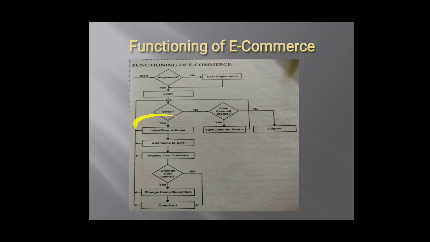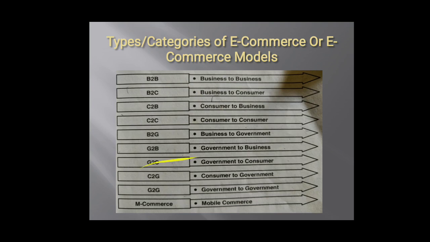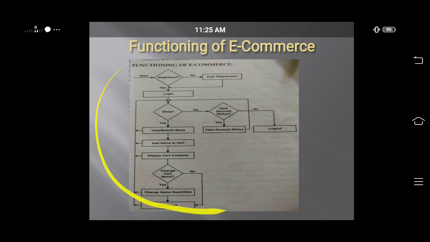If I'm shopping, I'm searching for items, then I'm adding them to the cart. Then after adding to the cart, it displays the cart contents, how many items I have added. I can change cart items. If I want to remove some items, I can. If not, I will go to the checkout session. Once I check out, I will go to view account status as well. If not, I can again go to the login process once checkout is done. So I am again re-entering the login process. So this is the functioning of the e-commerce business.